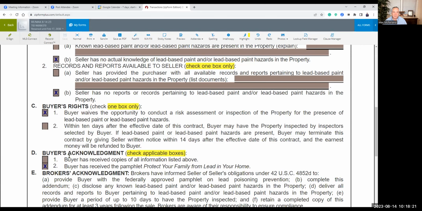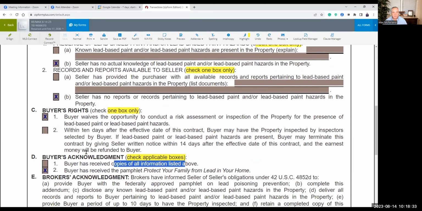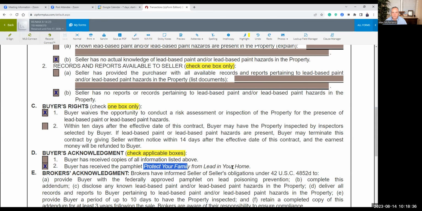This one says check boxes that apply. Right here says they've received copies of the information above. Well, if the seller didn't give them any information, how can we check that box? Right? And then this one says they've received the pamphlet. Protect Your Family From Lead, all that. On that pamphlet, some of you will have the consumer initial it. So did I, back in the day. However, this says the buyer has received that pamphlet, so we don't need to do that.